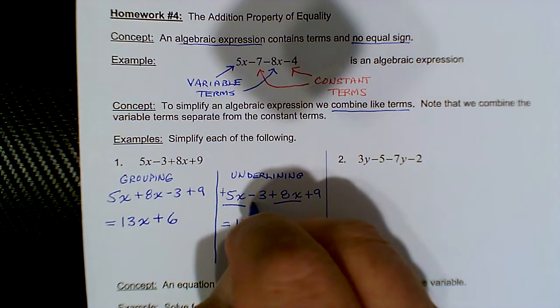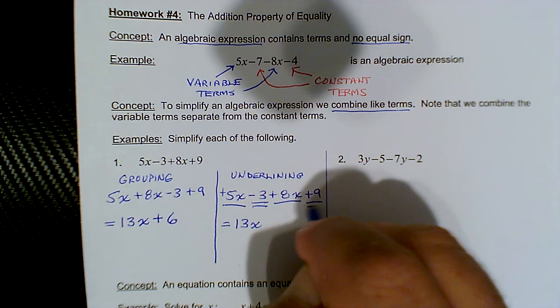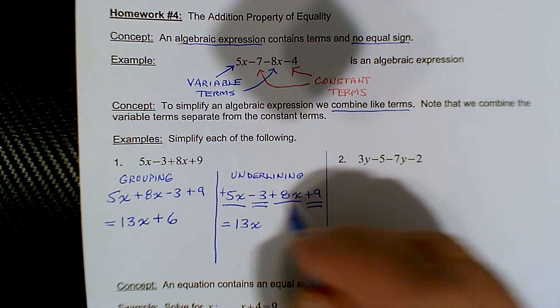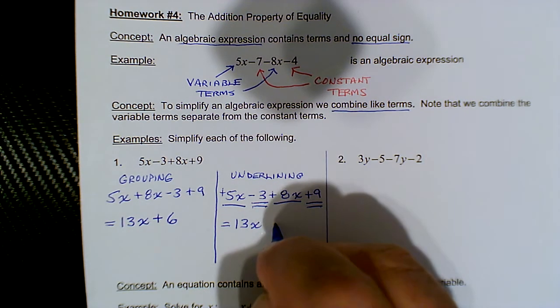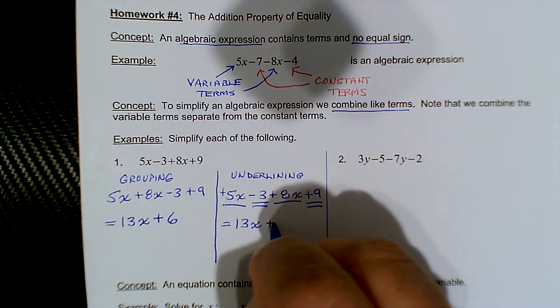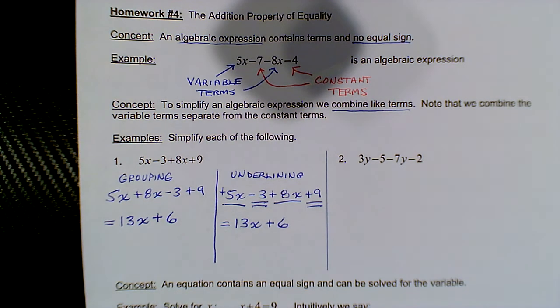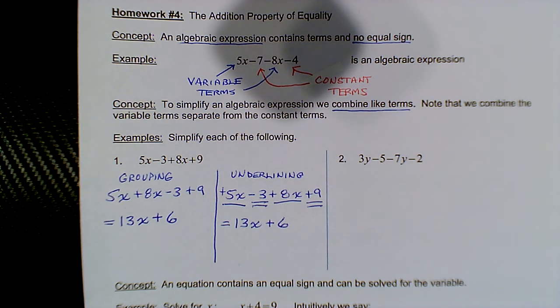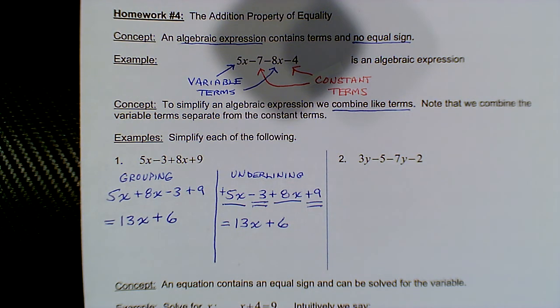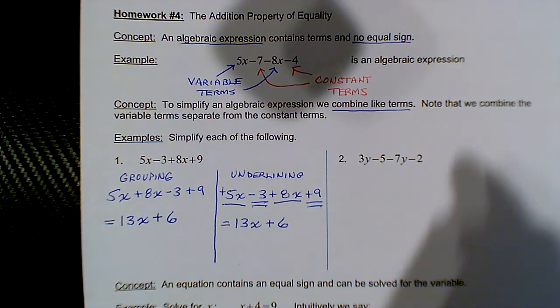And then maybe I'll underline the constant terms twice. And combining a negative 3 and a positive 9. Again, we get a positive 6, and we have to put the plus in there to keep the terms separated. So I think most people would either use the underlining method or maybe just do it mentally. But it's your choice, and I'm going to use the underlining method.